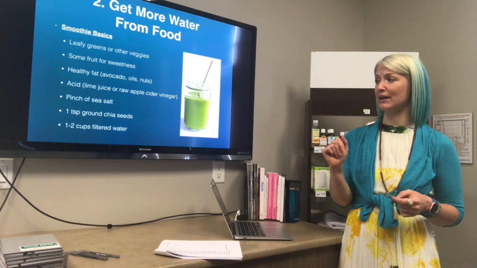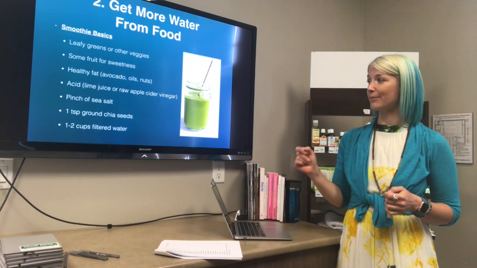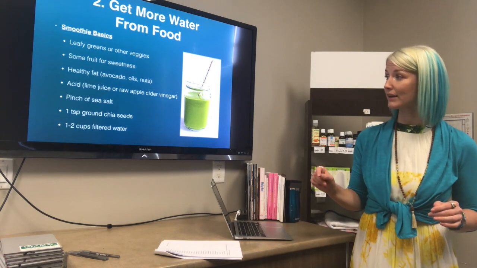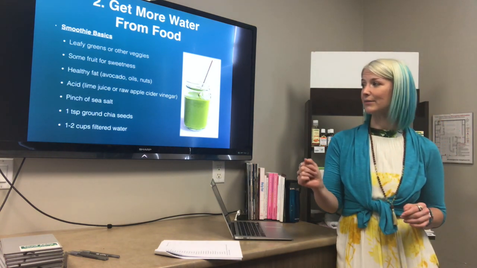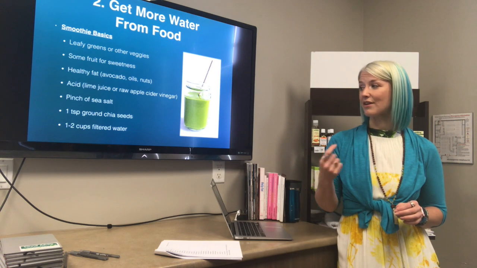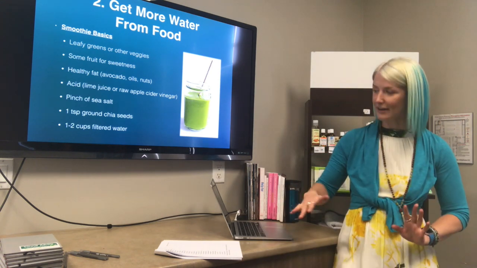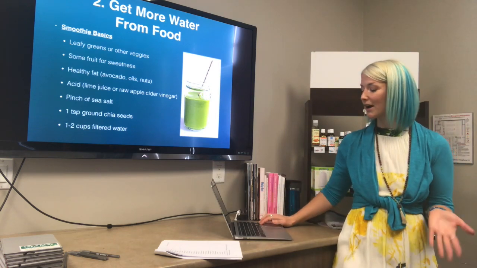A little squeeze of lime juice or lemon juice, or some raw apple cider vinegar, and the raw is important because it's got the mother in it. It's a good probiotic. A little pinch of sea salt or Himalayan rock salt. You can grind up some chia seeds and add them to that. And at the end of it, about one to two cups of filtered water.